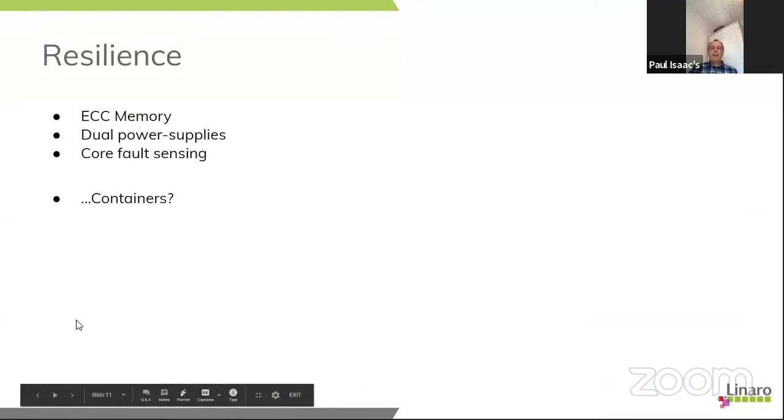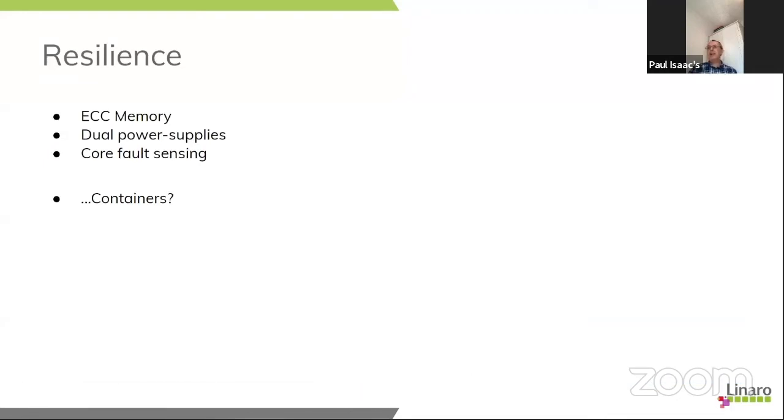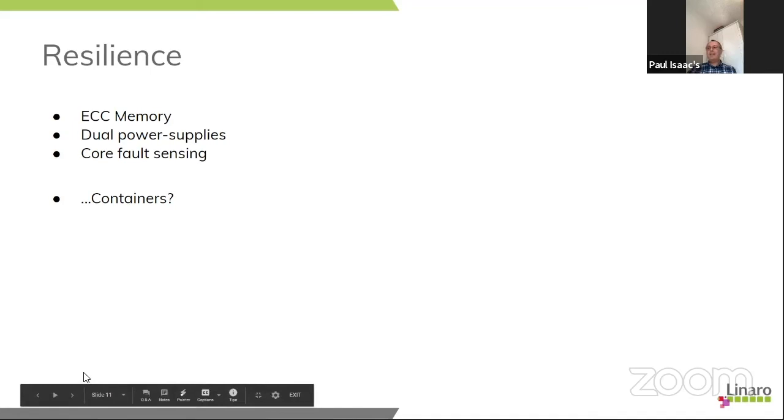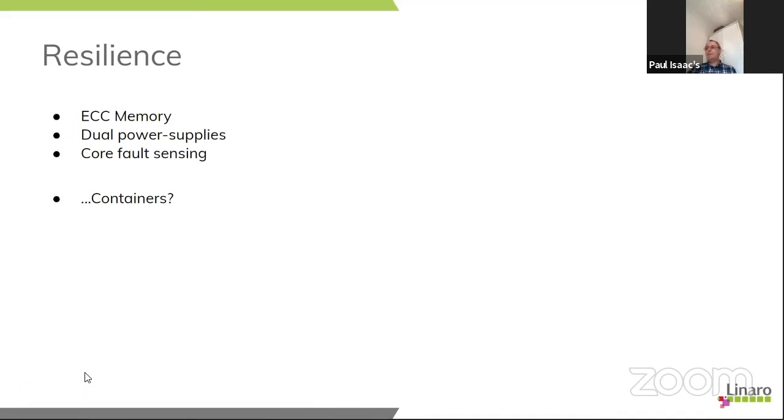And then for HPC, we require resilience, such as error correcting code memory, dual power supplies as the basics, and core fault sensing to see if multi-core CPUs actually fail. And then I put the word containers, because containers is actually quite novel. If we just go to the next slide.